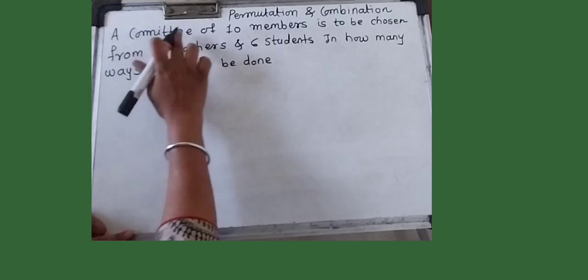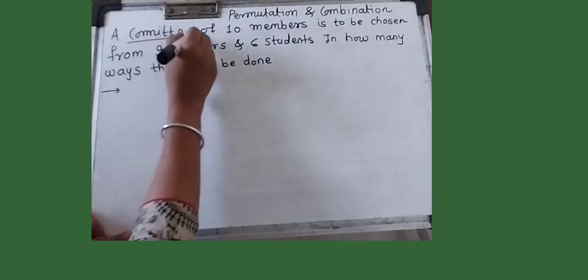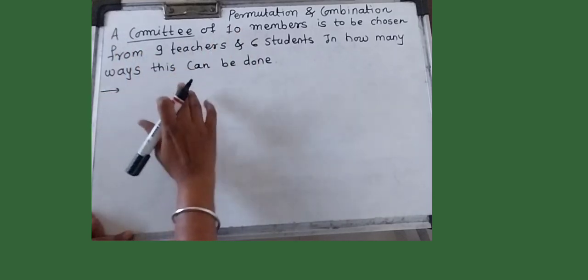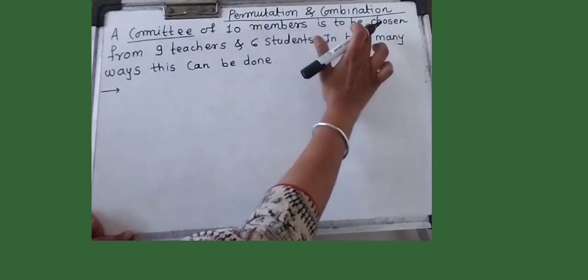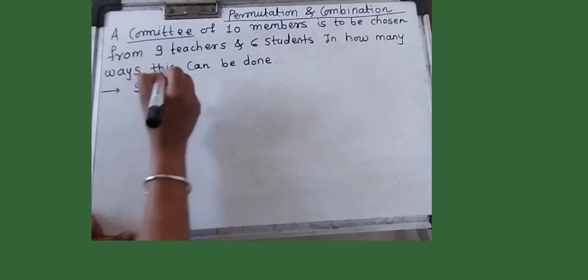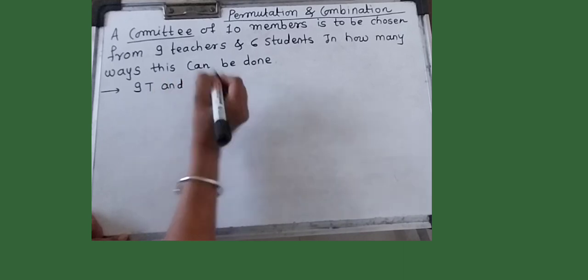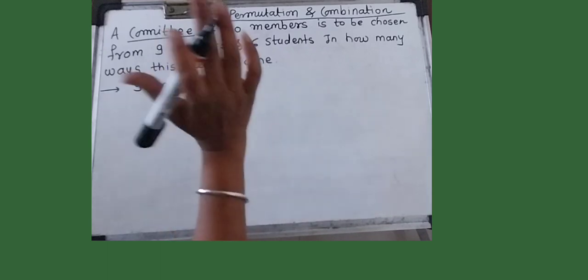Question is, see, this is my question. A committee of 10 members. Okay, what we have to find? Committee. Okay, committee means we have to work on combination. Clear? Work on combination. Committee of 10 members is to be chosen from 9 teachers and 6 students. In how many ways this can be done?